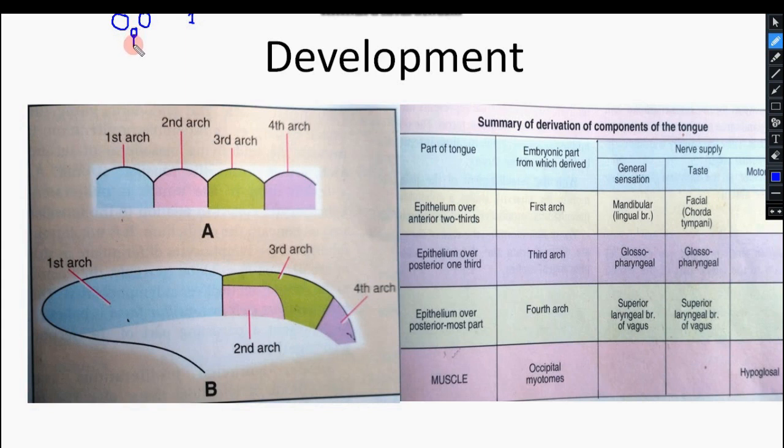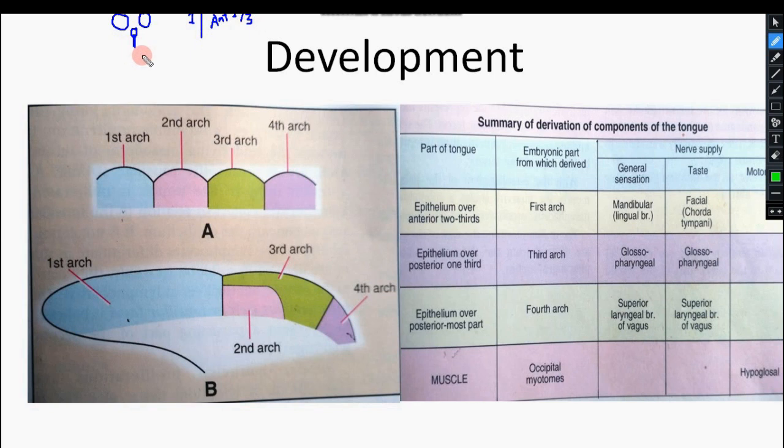From here the thyroglossal duct appears, which later on develops into the thyroid gland. They together form the anterior two-thirds of the tongue. Clear?